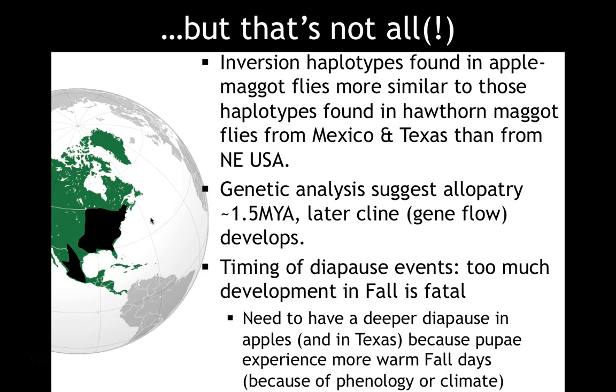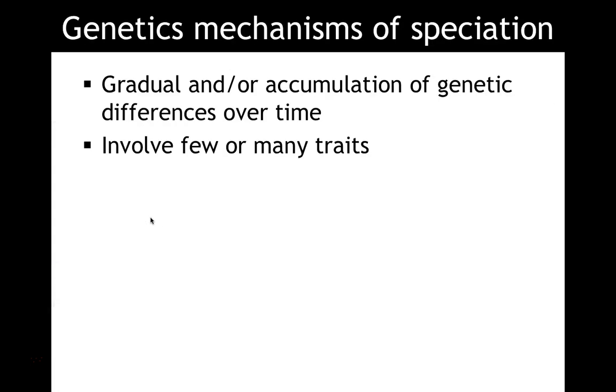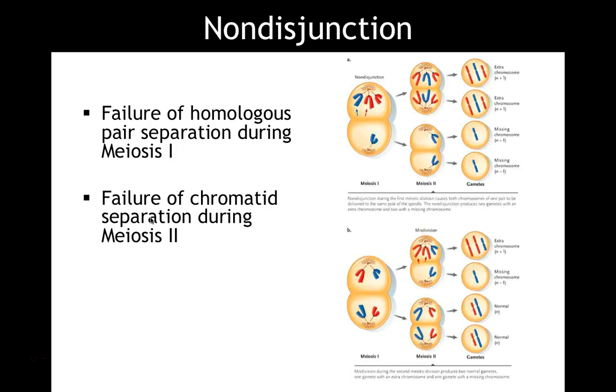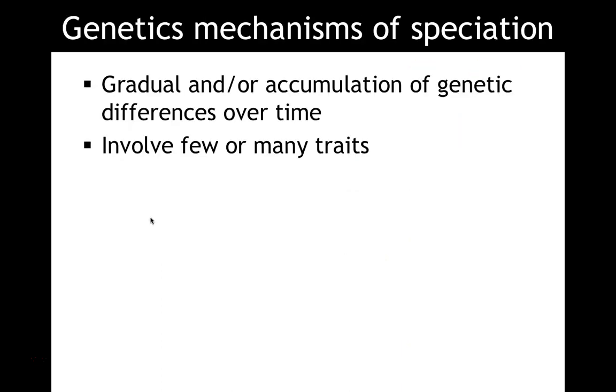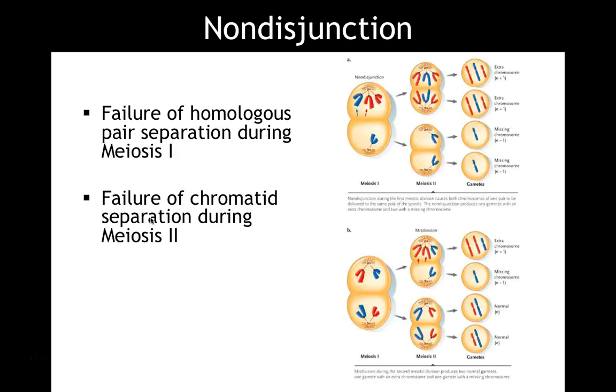So very, very complicated. Now, the last topic I want to talk about is the idea of what does it take to be speciated? Is this a gradual change over time, or is it very fast? Does it involve few or many traits? We're going to build on this idea in the future, and we're going to talk about gradual change a great deal next week, but I want to talk about some rapid change.